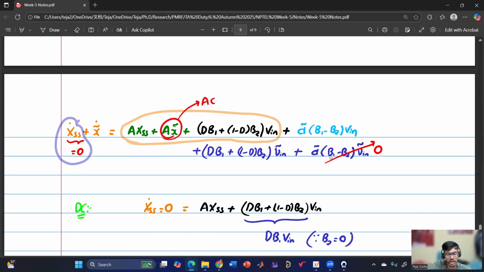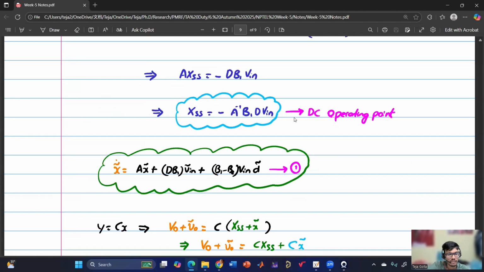So here also we are considering perturbation of, say, if B1 is not equal to B2, D perturb into V in perturb is considered to be very, very small. So that's why it is ignored. And if the perturbation is not small, then it cannot be. And then we have obtained the final expression for the AC equivalent model.